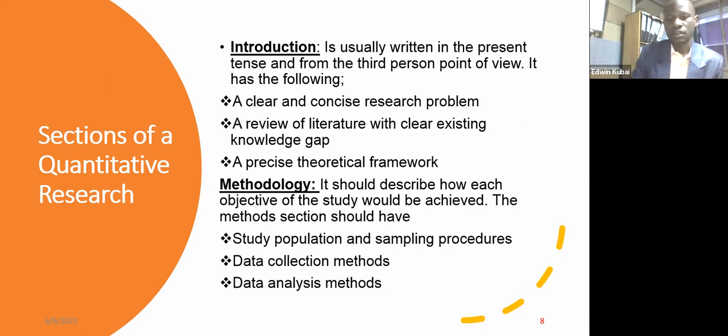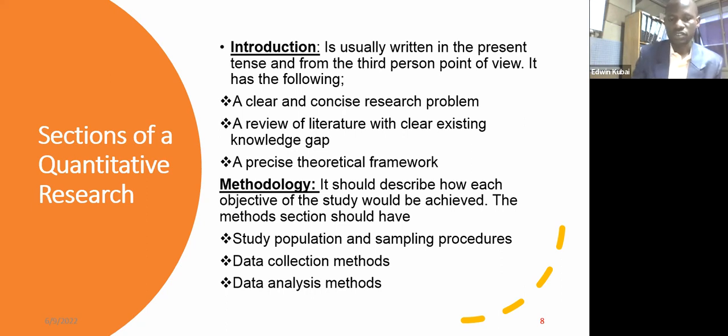Then the data collection methods are also very important. In the methodology section, you must outline which methods you are going to use to collect your data. Are you using a questionnaire? Are you using an interview schedule? Do you use a focus group and so on? Because there are some methods that will not be used. In this case, if it's a quantitative research study, you may not go for focus groups or unstructured interviews. You go for structured interviews or questionnaires, and these must be structured questionnaires that you use for data collection.